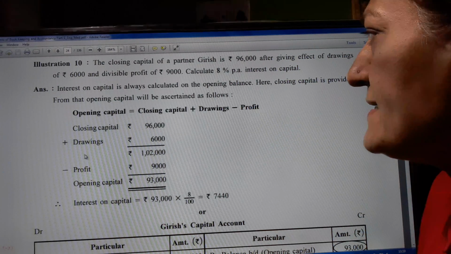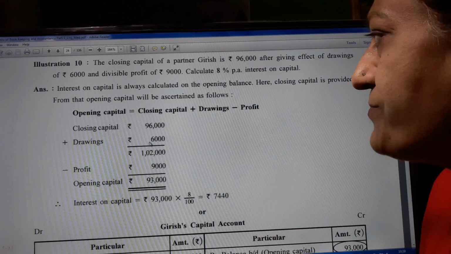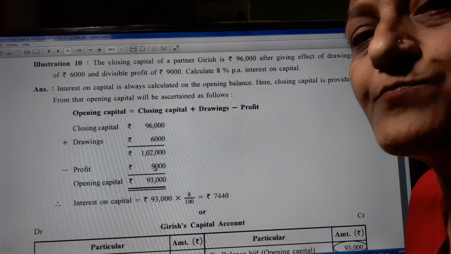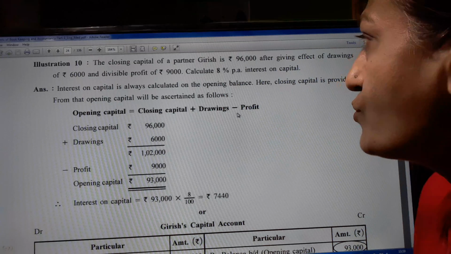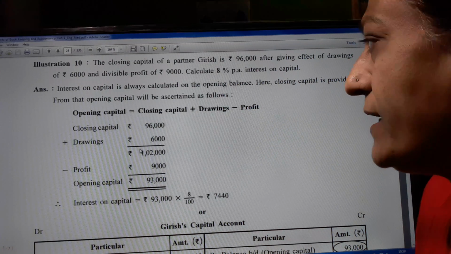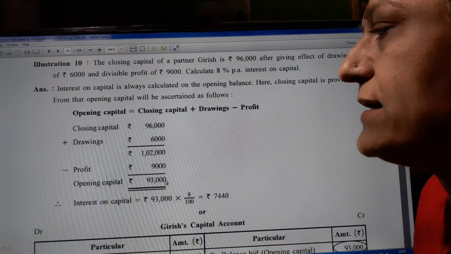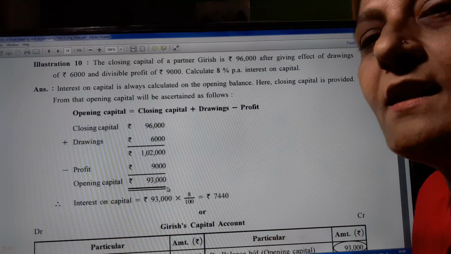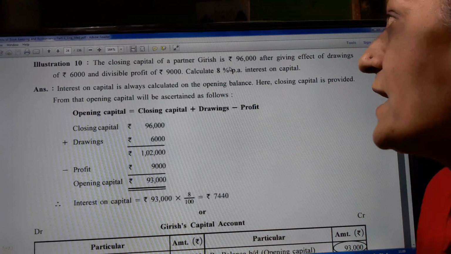Closing capital is given 96,000. Drawing is given 6,000. 96,000 plus 6,000, then we get 1,02,000 minus profit, because as per our formula we have to less the profit. So minus profit 9,000, 1,02,000 minus 9,000, then we get the opening capital 93,000. Now 93,000 is the opening capital, and now we calculate 8% interest on capital.